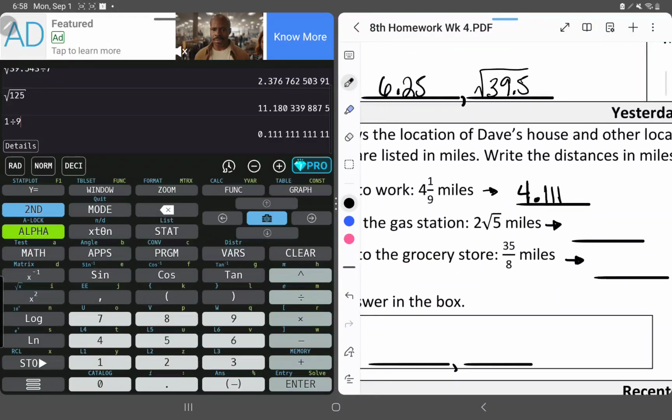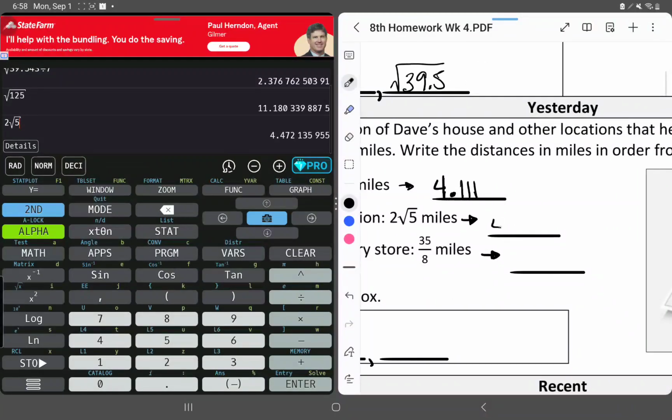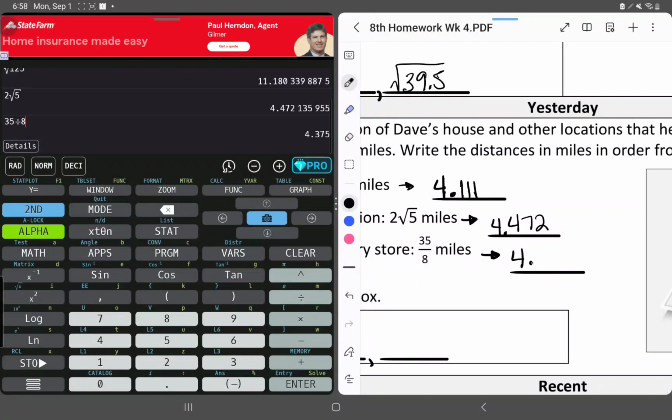Then we have 2 square root of 5, so I'll do 2 in my calculator, and then second square root of 5, and that gives us 4.472. And then for the last one, we have 35 over 8, so we would do 35 divided by 8, and that gives us 4.375.